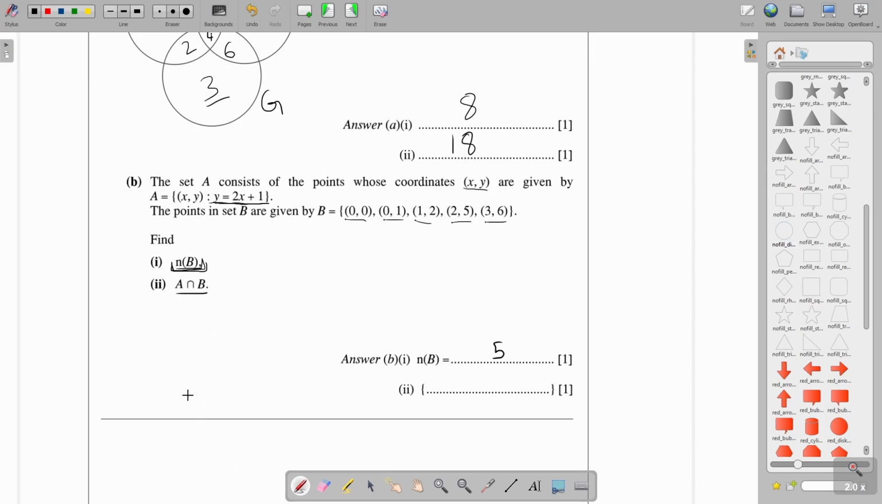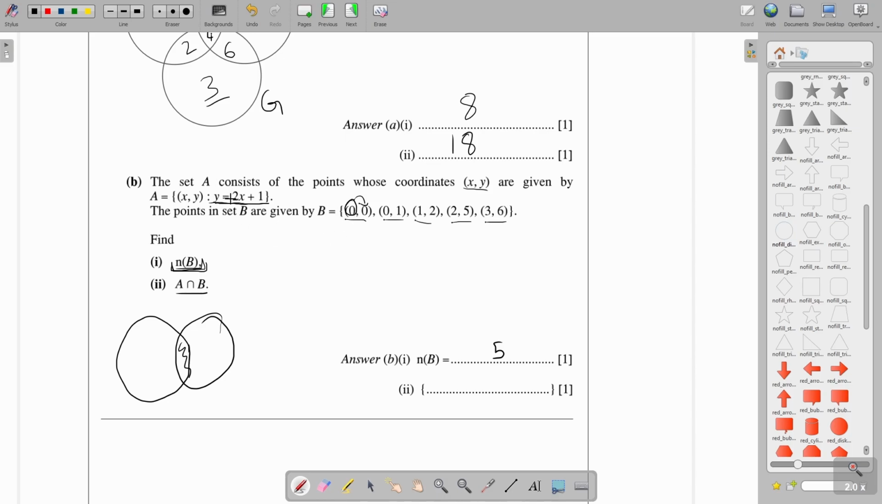And now A intersection B, which means we need to find this bit, which is all the things in B that would also be in A. So how we would do that is we would take the x of this and put it in that equation and see if it gives us the corresponding y. If it does, then it exists in set A. If it doesn't, then it doesn't.